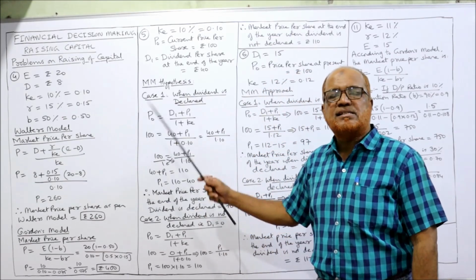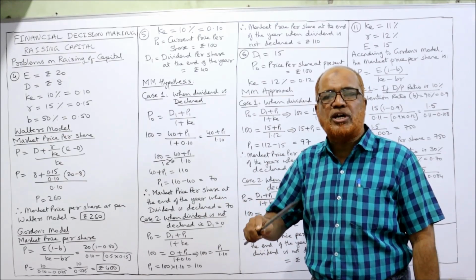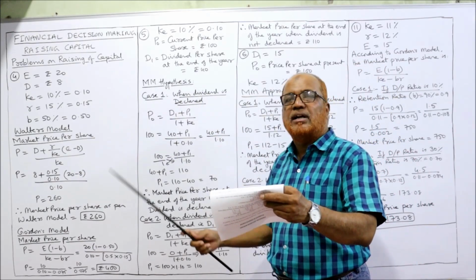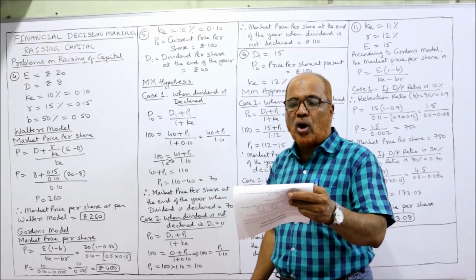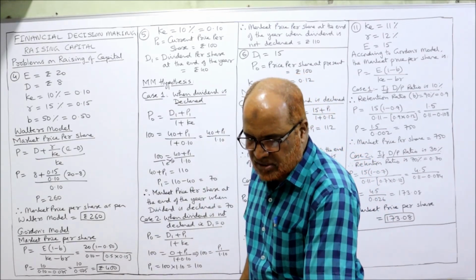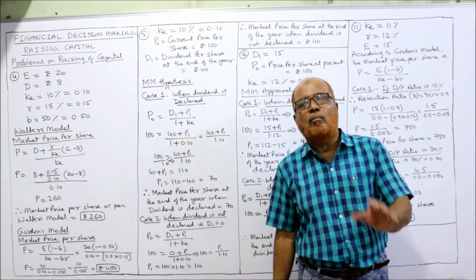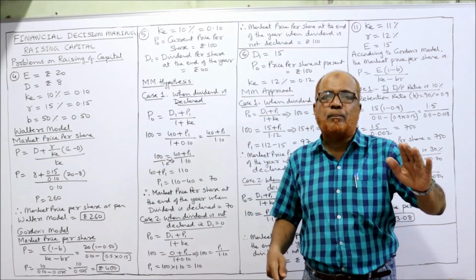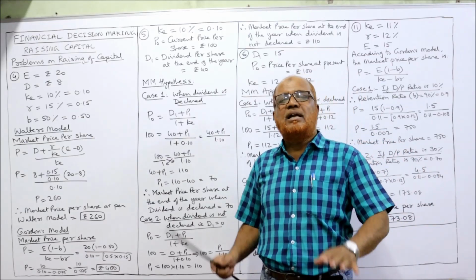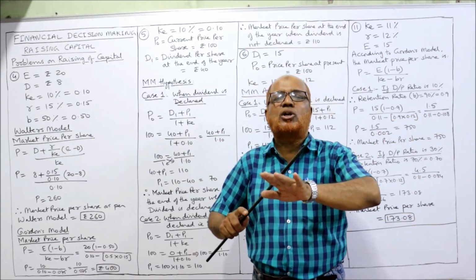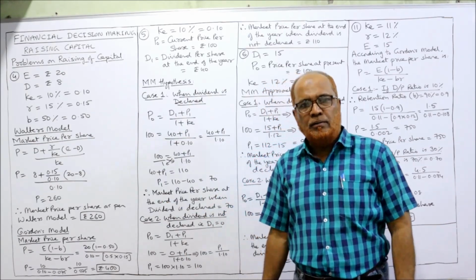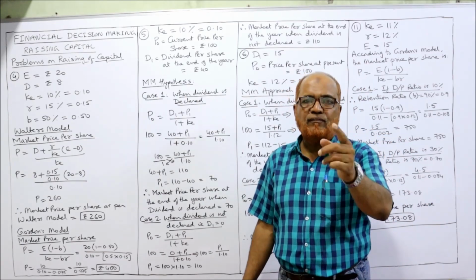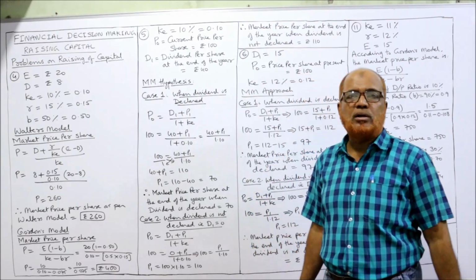D1 is the symbol used to denote the dividend per share at the end of the year. So D1 is given as 40 rupees. What will be the market price per share if the dividend is declared and if the dividend is not declared? First time we are going to apply the Modigliani and Miller hypothesis, and this Modigliani and Miller hypothesis supports the irrelevance theory. That means the dividend policy and the market price per share are not at all related. So in this problem we have to find out the market price per share at the end of the year if dividend is declared and if dividend is not declared.